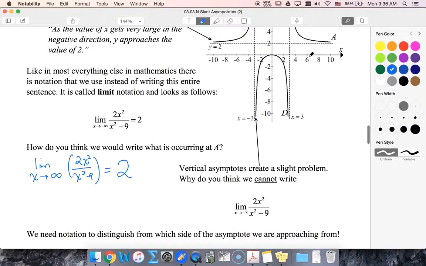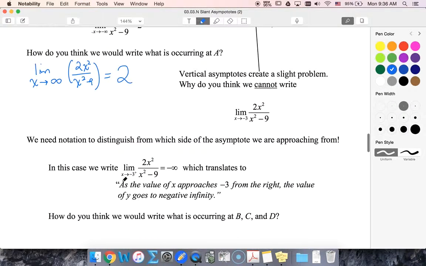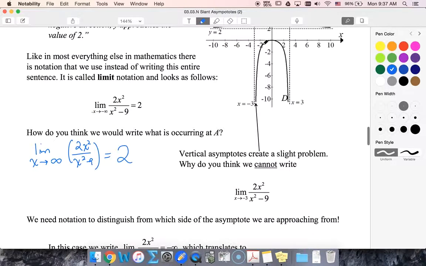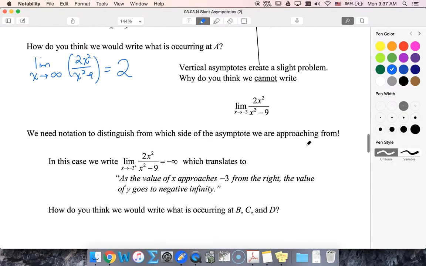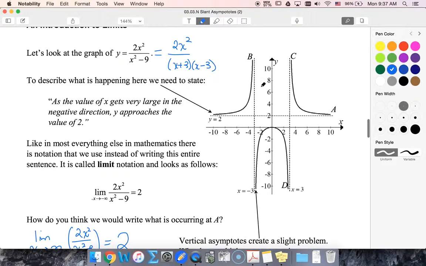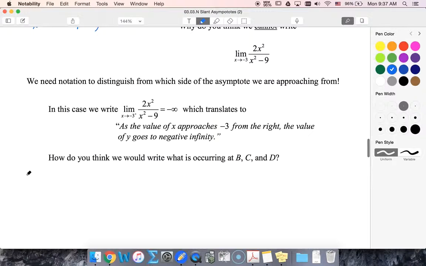If we're approaching from the right, we're coming from the positive values of x. And so we write the limit as x approaches negative 3 from the right, so from the positive side. Looking at that, if we come from the positive side, our y values are approaching negative infinity. So if I look at what's happening at b, this is the limit as x is approaching negative 3 from the left-hand side of our function.